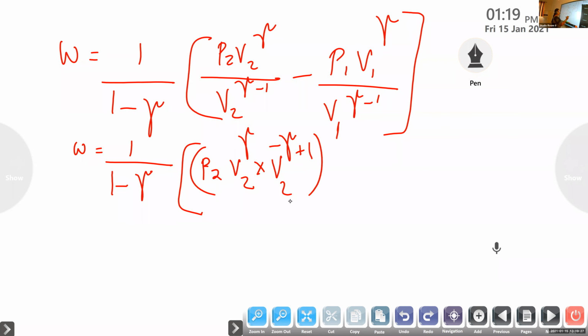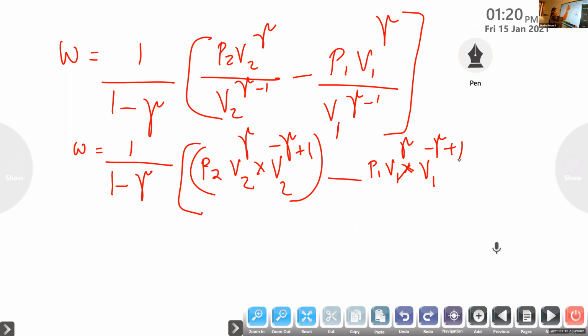So this is one term, minus P1 V1 gamma into the denominator taking up V1 minus gamma plus 1. So it is A raised to M into A raised to N method. V1 gamma, the first gamma above V1 is M, and second is minus gamma plus 1.